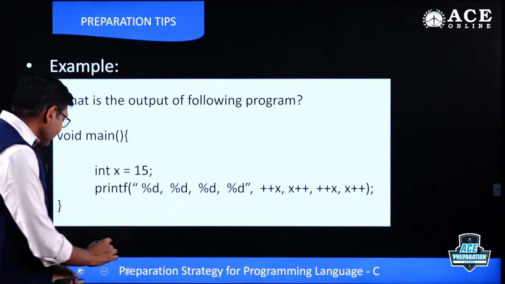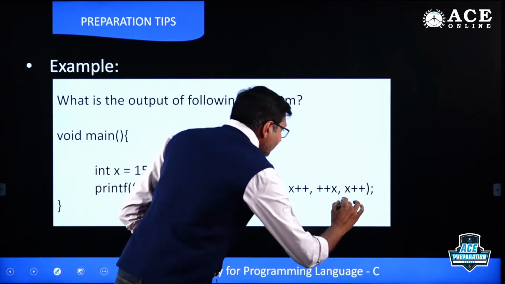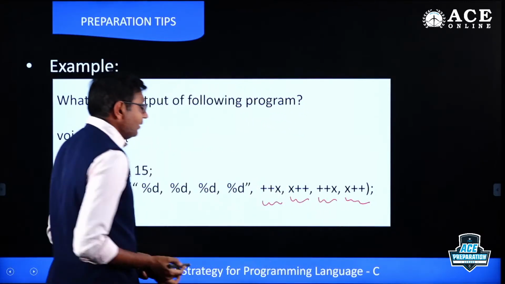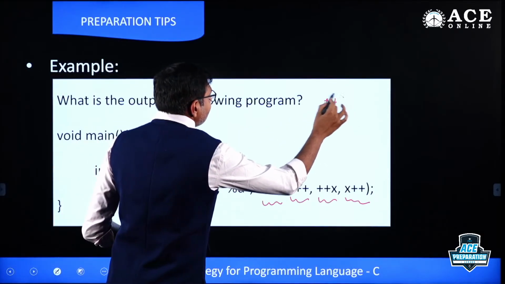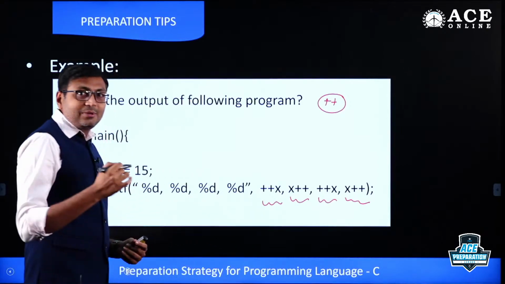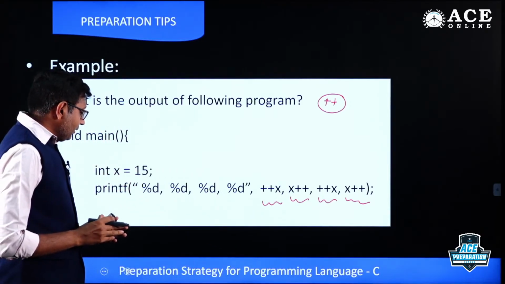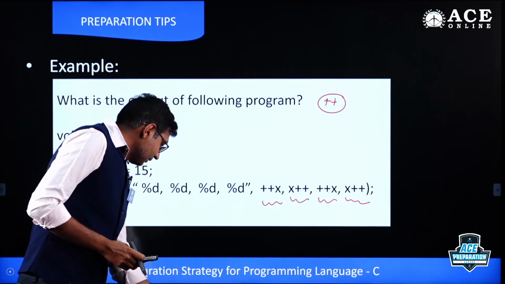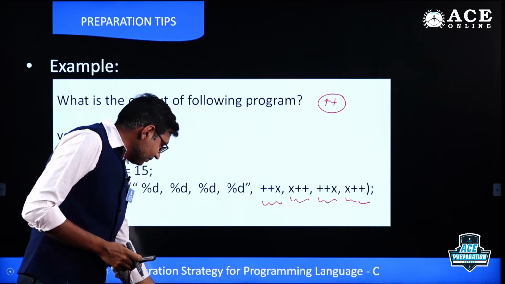Now in this question, the increment operator is used. Increment, increment, increment, increment. Now we know that by doing the plus plus, the value of the variable gets incremented. Right? So can anyone tell me what is the answer for this one?